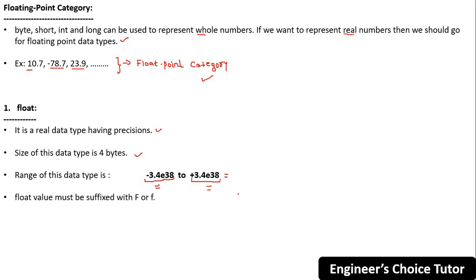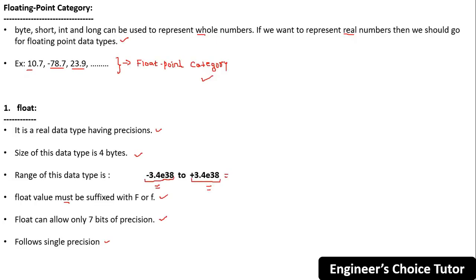Floating point values must be suffixed with a capital F or small f. Remember this point. And float can allow only 7 digits of precision, and float follows single precision. For single precision, 32 bits are used to represent the floating point numbers. That is why it is called single precision.